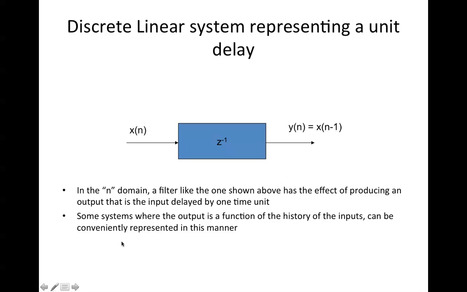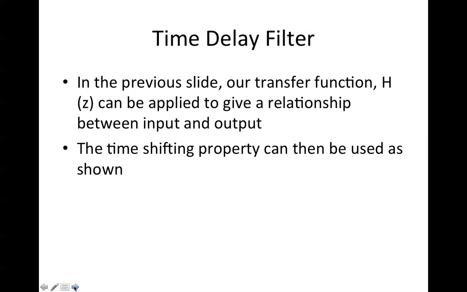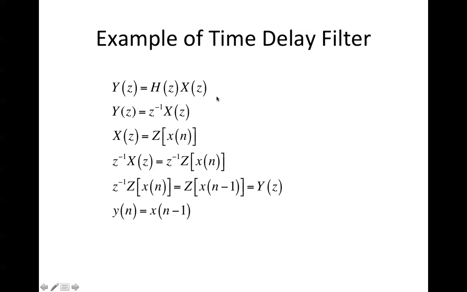So some systems where the output is a function of the history of the inputs can be conveniently represented like this. And often in linear analysis we represent the state of a system as the sum of a set of delayed inputs. Okay, so in the previous slide our transfer function H of z was applied to give a relationship between the input and the output, and that enables us to use the time shifting property. So this is really just a derivation of going from z space to n space for that particular filter that we showed in the previous example.